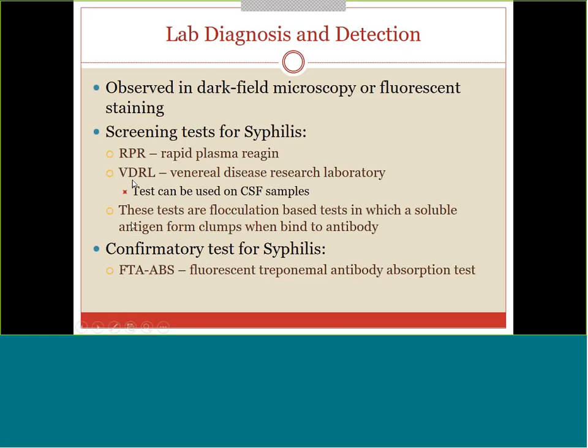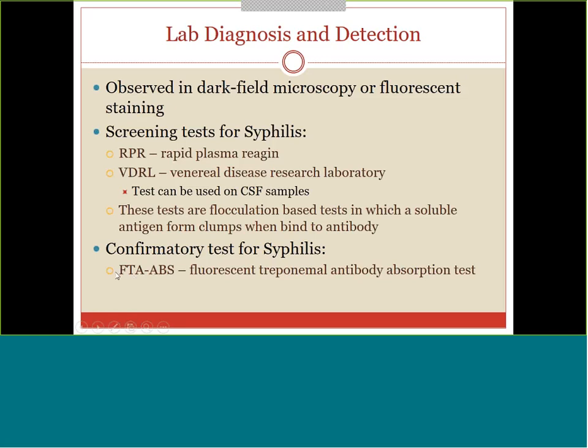So these are both flocculation-based tests. In other words, they're like a precipitation method. If you've been through immunology, you should be familiar that precipitation is basically when you have a soluble antigen forming clumps. When it binds to an antibody, it'll show up clumpy, and that's your positive answer. When you see that positivity, then you should right away reflex it to a confirmatory test to stamp, yes, you truly have this. We want to see the actual Treponema spirochetes.